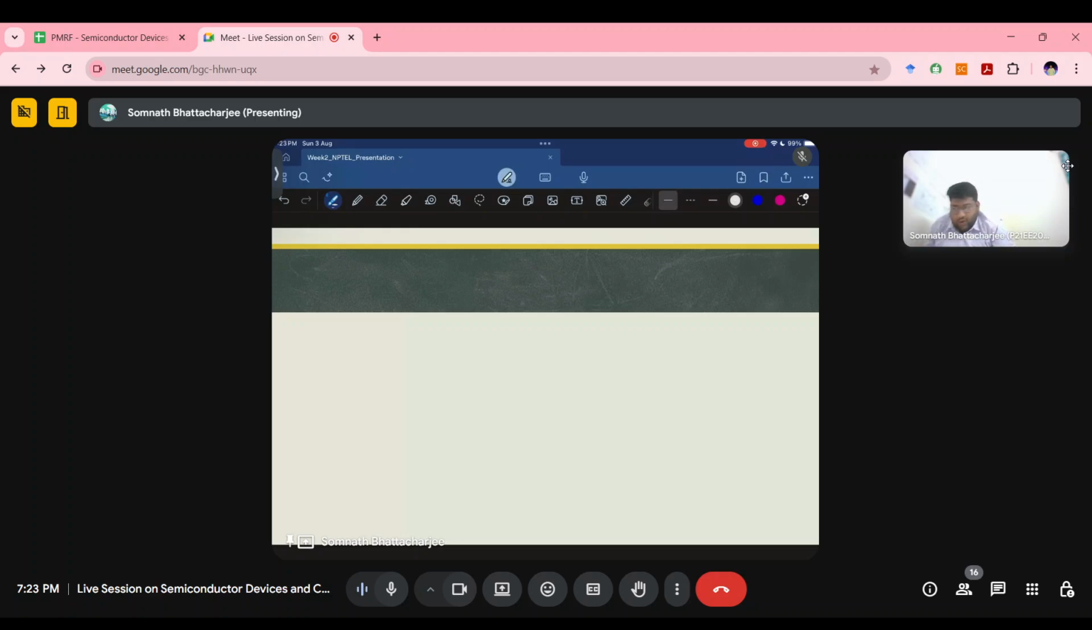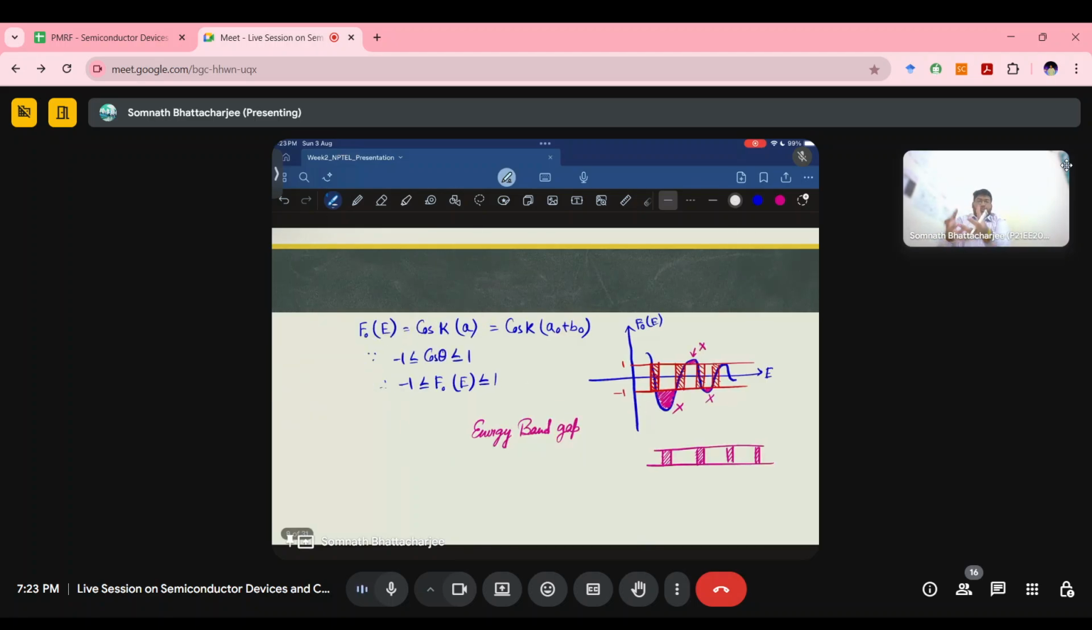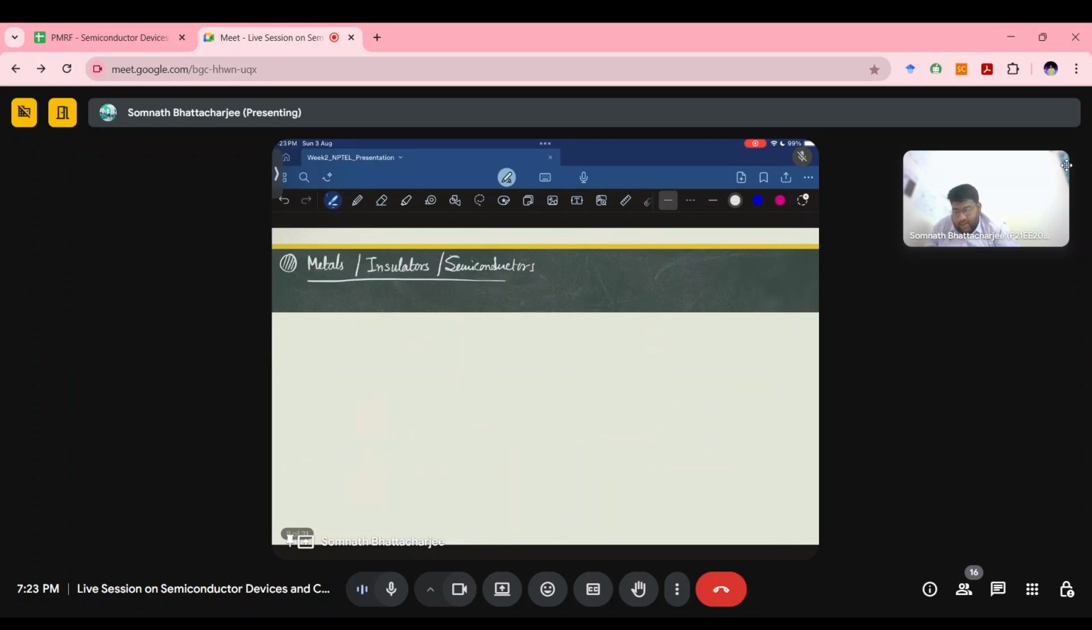So this was the basics of the Kronig-Penney model. Apart from that, we have learned the concept of metals, insulators, and semiconductors. So based on the structure of this, we already form the concept of this band structure. We can divide the solids into three major parts, that is the metals, the semiconductors, and the insulators. I'll briefly go through this because this is a basic concept.